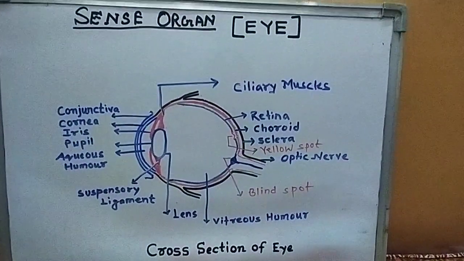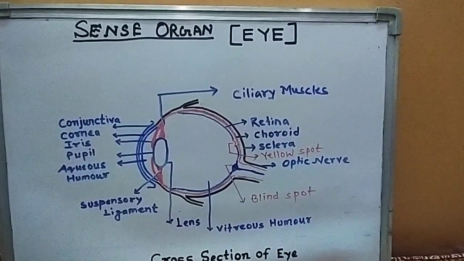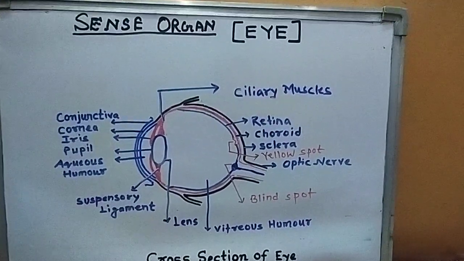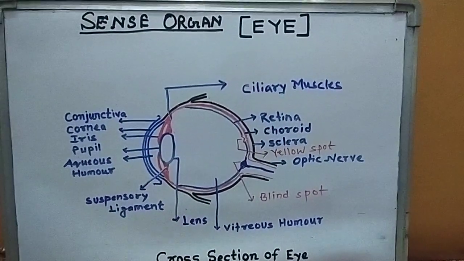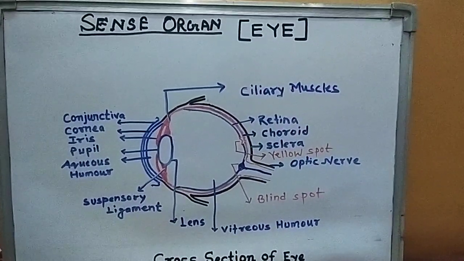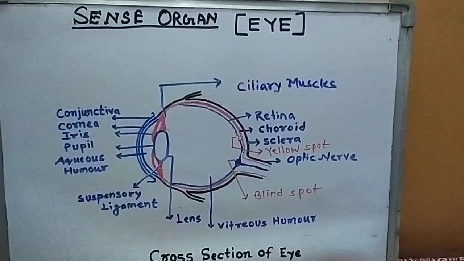Today, in this topic of sense organs, we are going to deal with the internal structure of the human eye. The external structure video would be coming soon. Now, this is the eyeball structure. It is covered with three important layers from the outermost to the innermost.